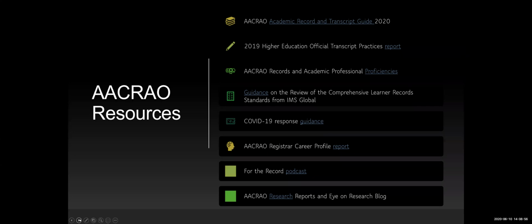For those of you who aren't familiar, ACRO has a lot of resources, and this slide should have said some of the ACRO resources, but we have a lot because given our name, it doesn't surprise anyone, I don't think, that we have a lot of resources for registrars and those who also lead this field. So we have the transcript guide, which is the book that's available to you.